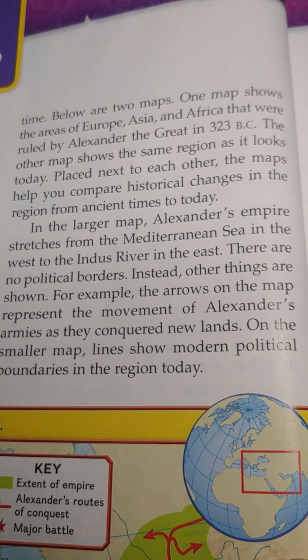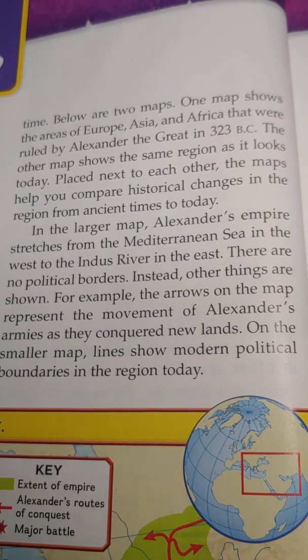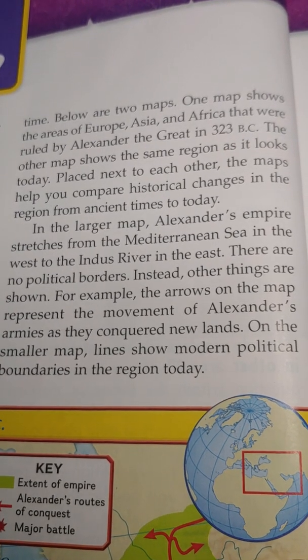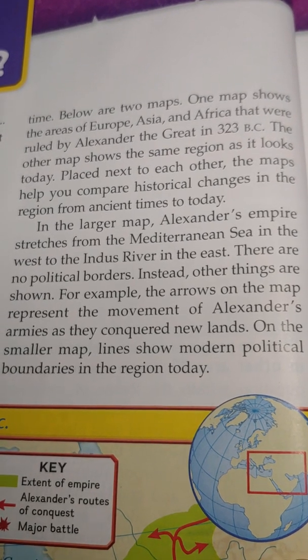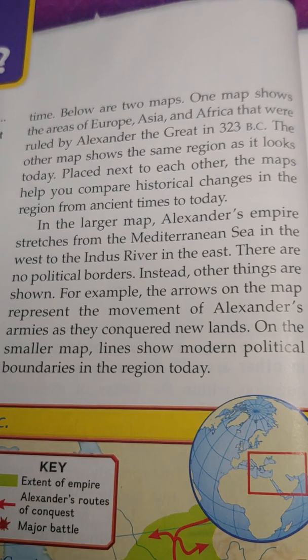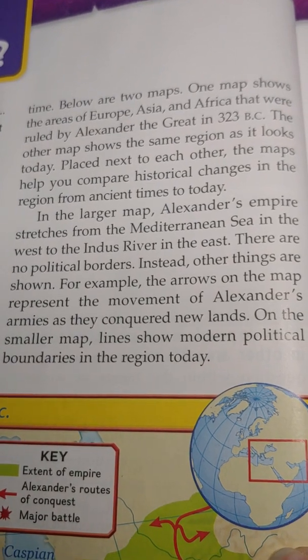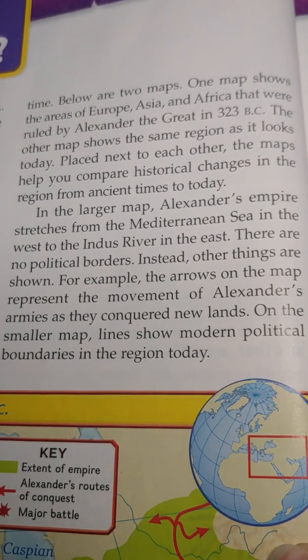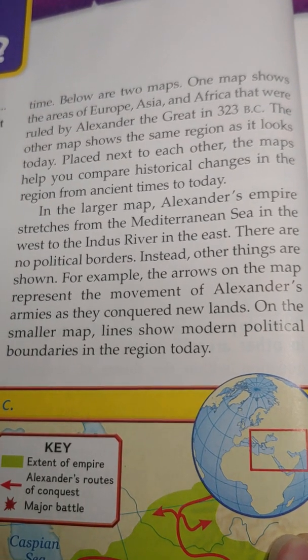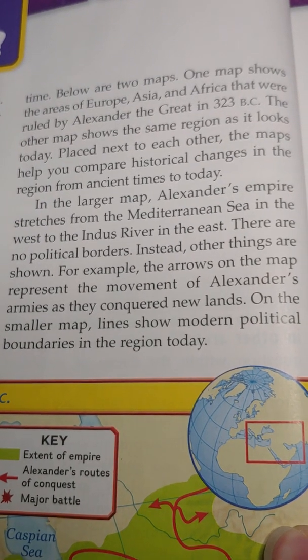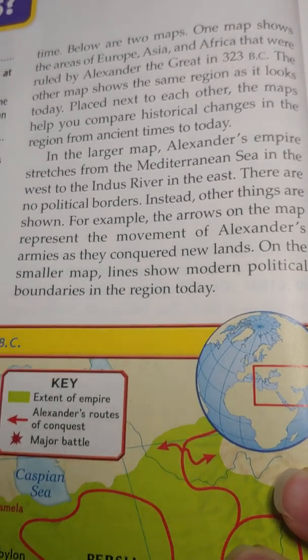In the larger map, Alexander's empire stretches from the Mediterranean Sea in the west to the Indus River in the east. There are no political borders. Instead, other things are shown. For example, the arrows on the map represent the movement of Alexander's armies as they conquered new lands. On the smaller map, lines show modern political boundaries in the region today.